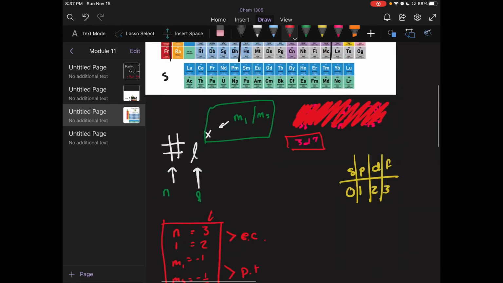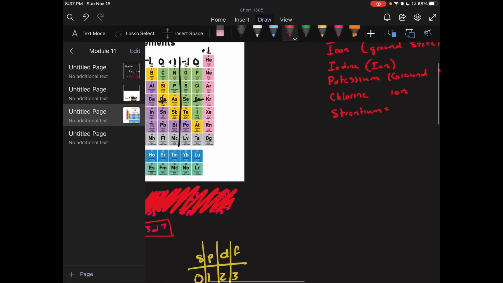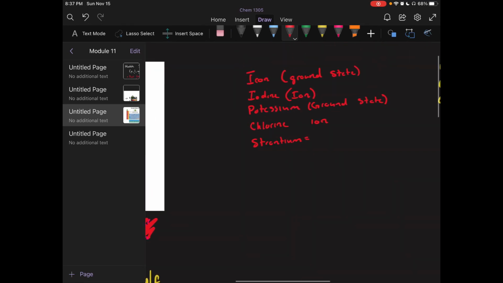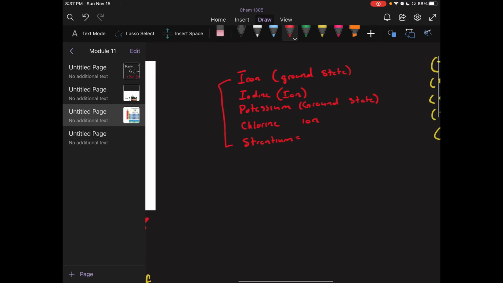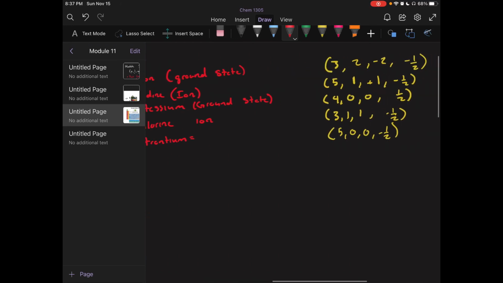Now it is your turn to practice. I want you to pause the video right now and find the electronic configuration and the quantum numbers for these atoms. Pause the video, try it out for yourself, and then continue with the video when you're done. You should be done at this point, and if not, try this again. But here are the quantum numbers.